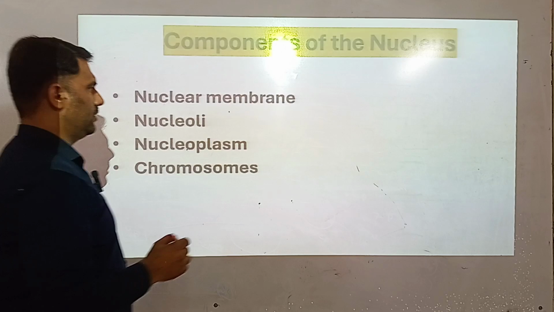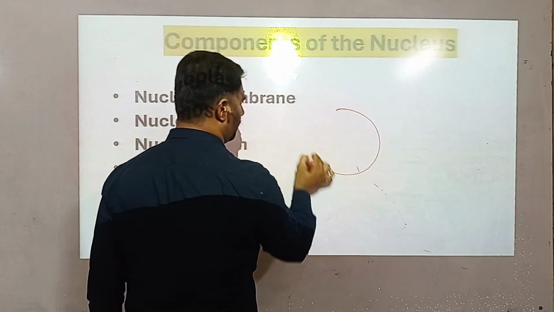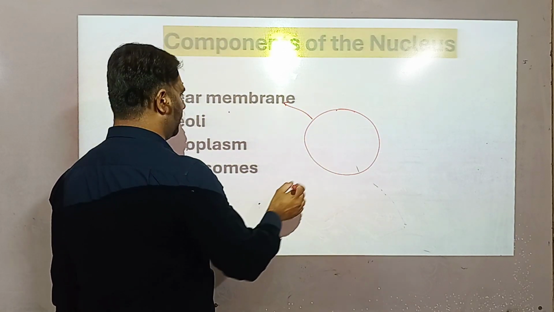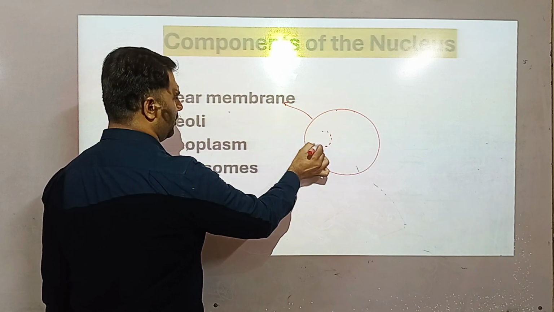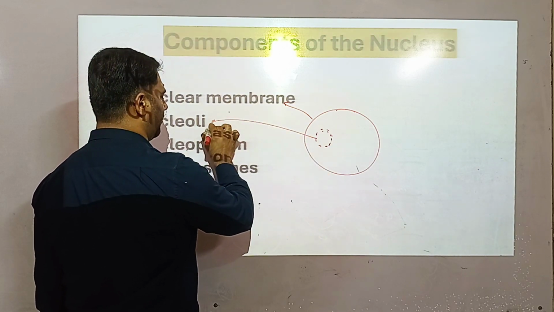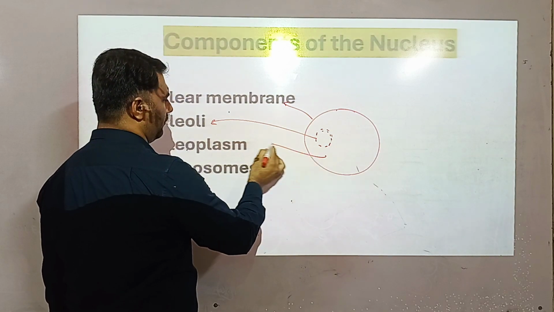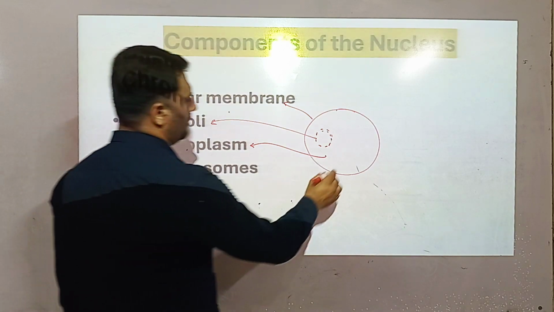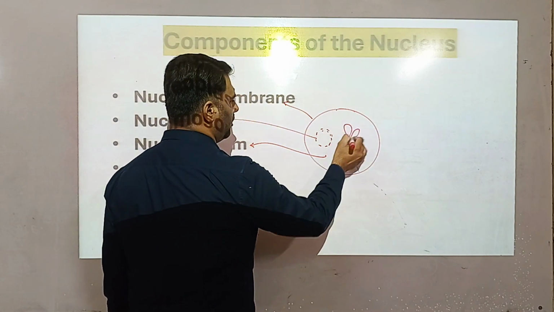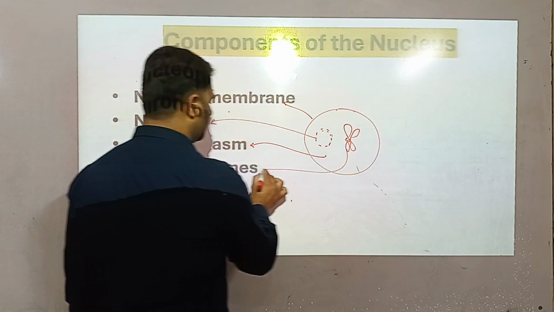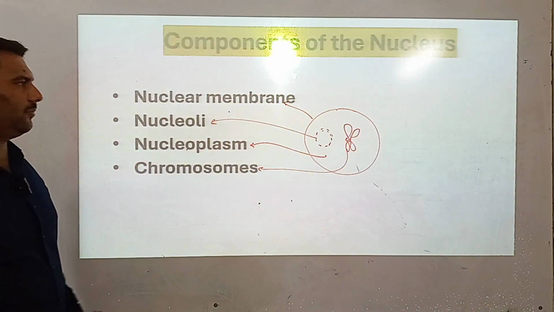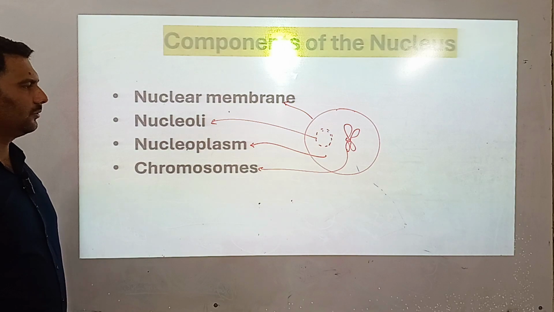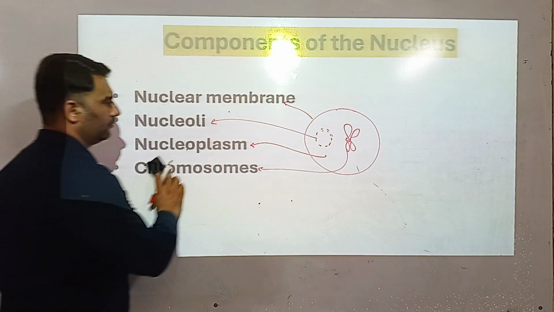Components of the nucleus. For example, in this form, this is a nucleus. The outer membrane is known as the nuclear membrane, and there is a mini nucleus inside the nucleus. This is known as the nucleolus, and the region of the nucleus is the nucleoplasm, and the structure present inside is chromatin or in the form of chromosome. So these are the four components: the nuclear membrane is outer, the mini nucleus is the nucleolus, the region is the nucleoplasm, and the structure is the chromosome.